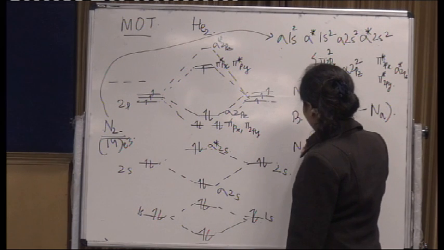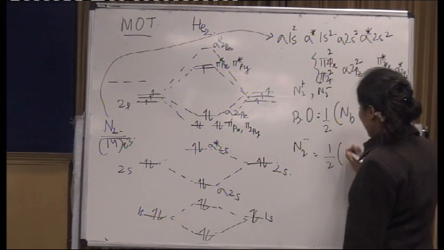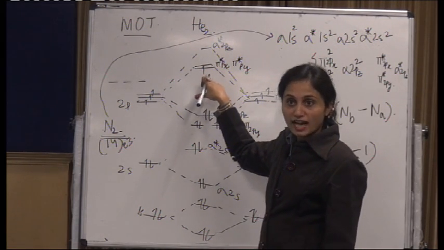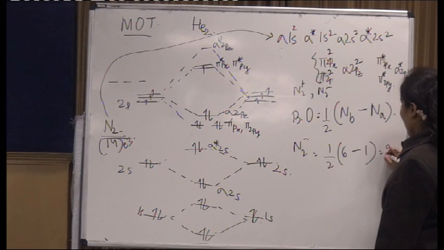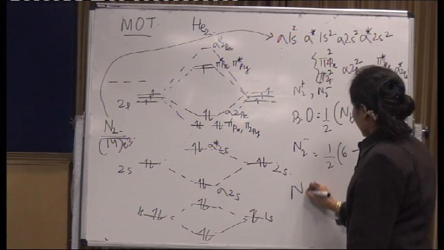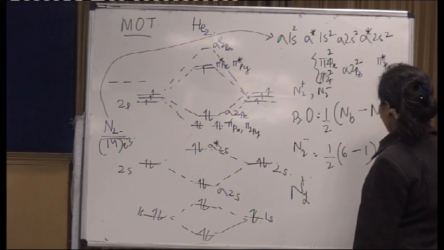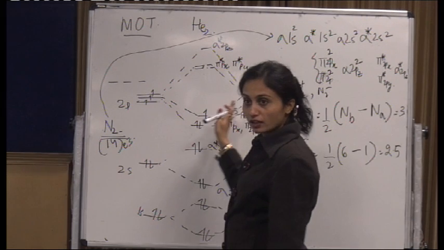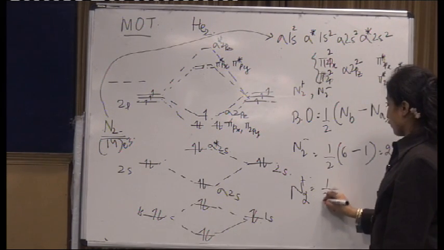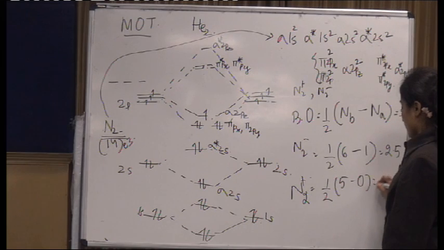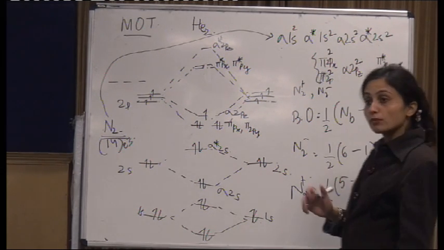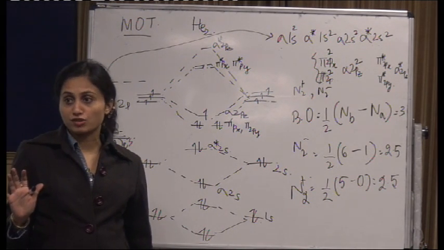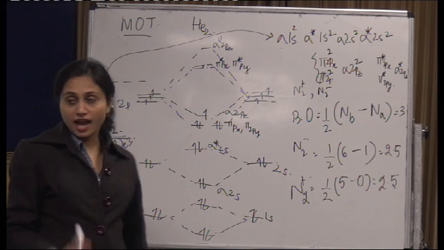So for the case of N2 minus, it will be half of 6 minus 1, because one has been added to the anti-bonding, so that will be 5 by 2, that will be 2.5. And if we look at N2 plus, that was 3 initially. N2 plus means now 1 electron has gone away from here. So then it will be half of 5 minus 0, that is again equal to 2.5. So you should be able to find out the bond orders quickly because the bond order trend is asked in the examinations. Entrance examinations, bond order trend, and subjective paper anything.